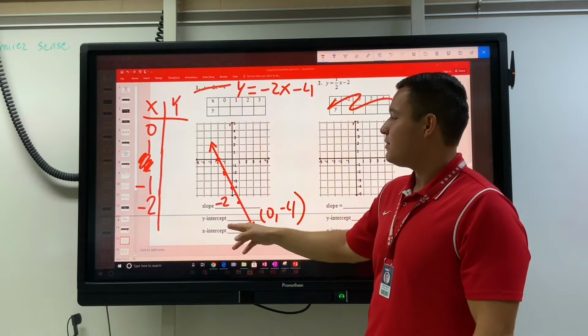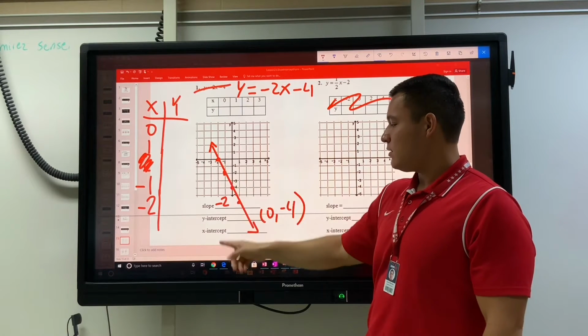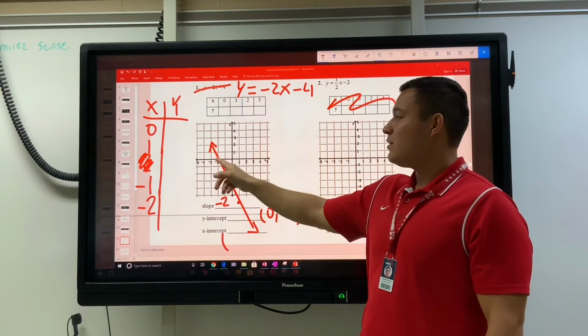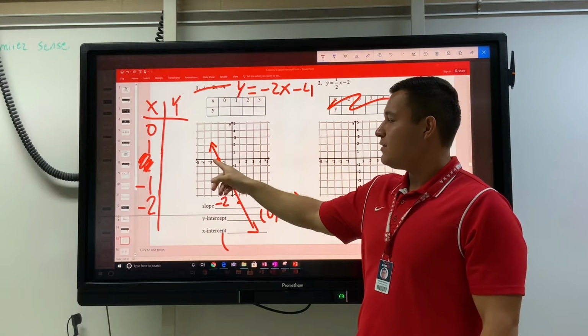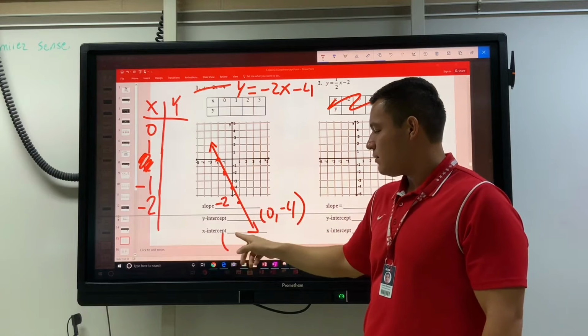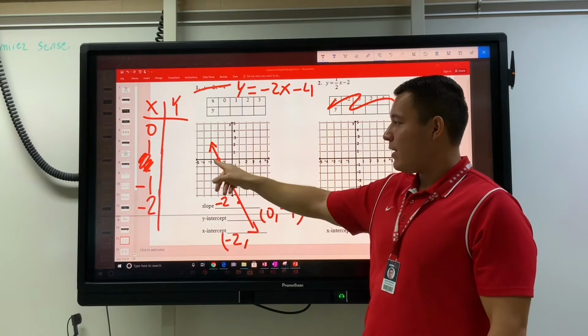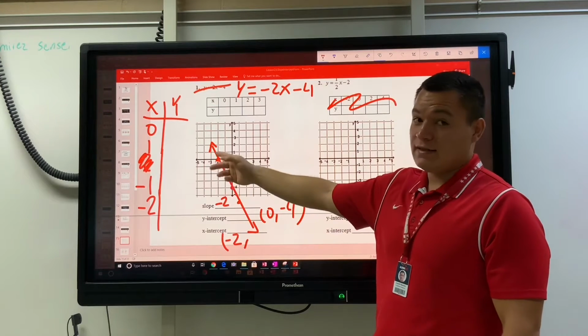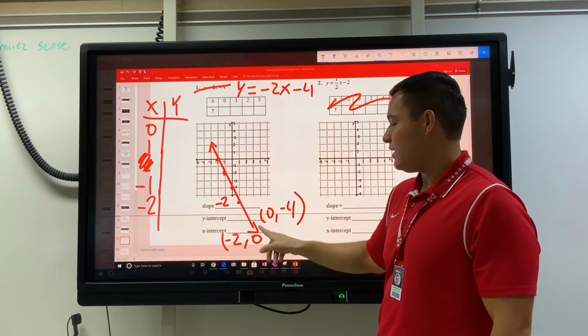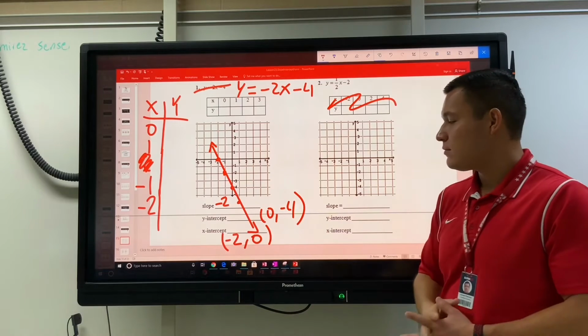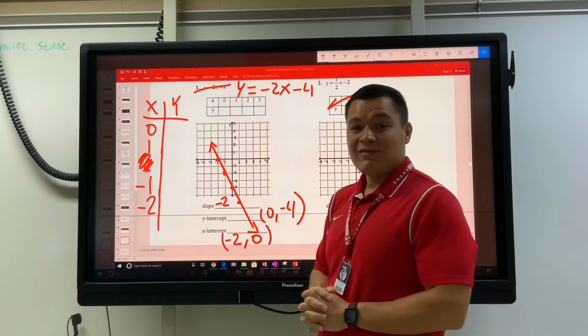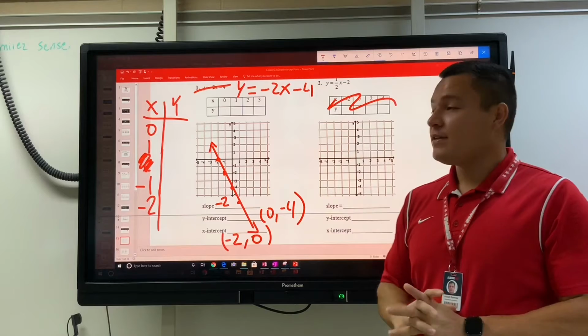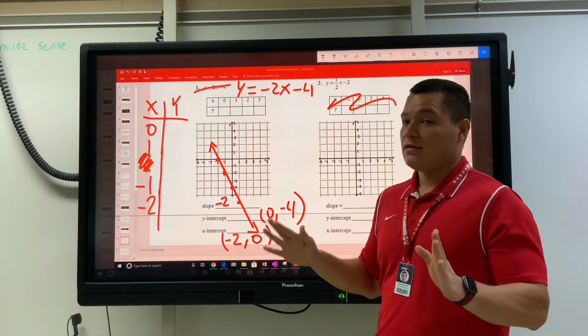The x-intercept is where it touches the x-axis. So for the x-intercept, we are at negative 2. And how high up is that dot? It isn't. It's at 0 for y. So we're going to put negative 2 comma 0. And now we've labeled everything that's important, and we didn't leave anything out.